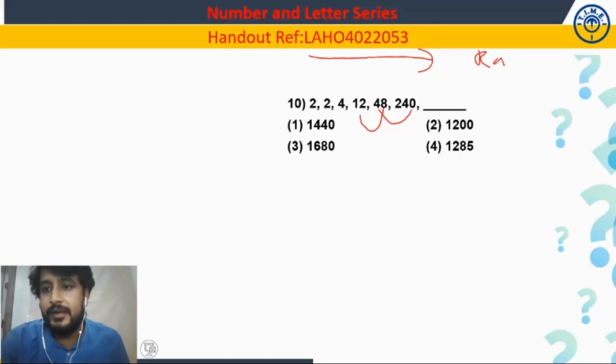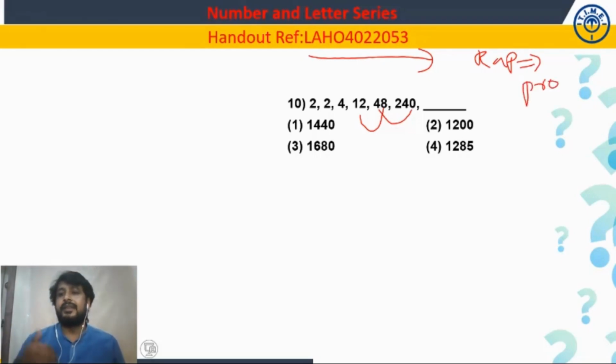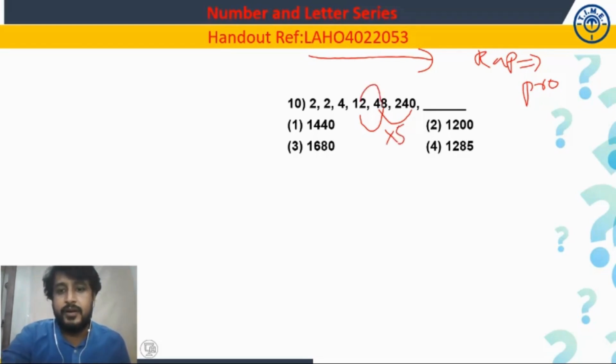If the given series is increasing rapidly, which logic are we going to apply? Product logic that we discussed. If the series is increasing slowly, difference logic. If increasing rapidly, product logic. 48 to 240, maximum how many times? 5 times. 12 and 48, 4 times. 4 and 12, 3 times. 2 and 4, 2 times. 2 and 2, 1 time.